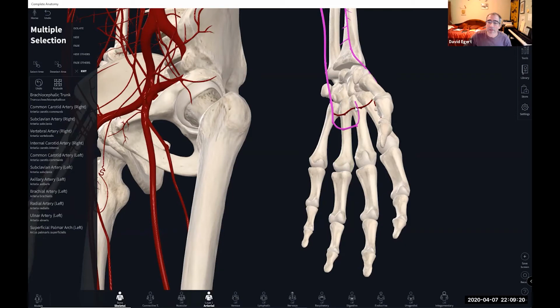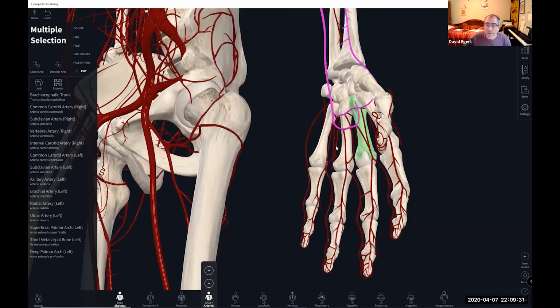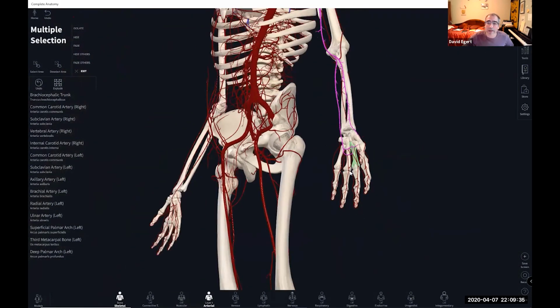Then let's add in another layer. We start getting the digital arteries coming off. So we have the arch, the digital artery. So this is what we were talking about.